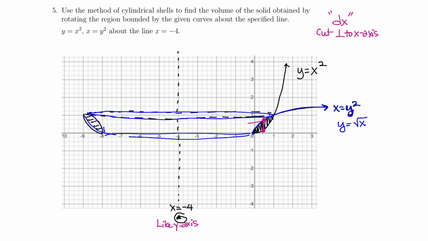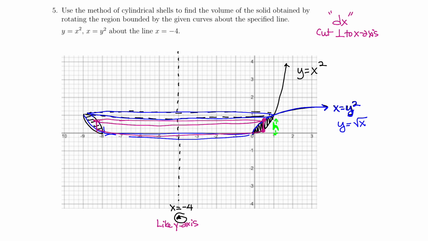So when you make your cut and draw your cylinder, that cylinder is going around x equals -4, but it's going parallel to it. So that cut is right here. That's my cut. And that cut helps me to identify both my height and my radius. My height is this distance right here. Top function minus bottom function. Do you see that? My top function minus my bottom function for that cut.